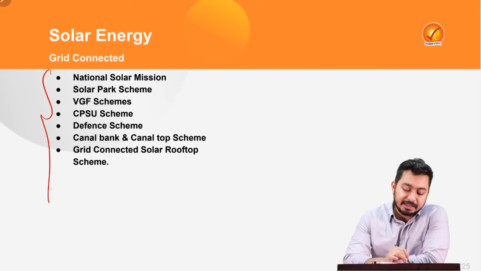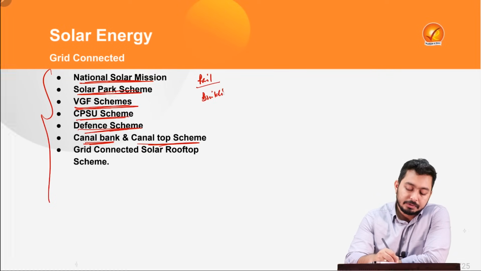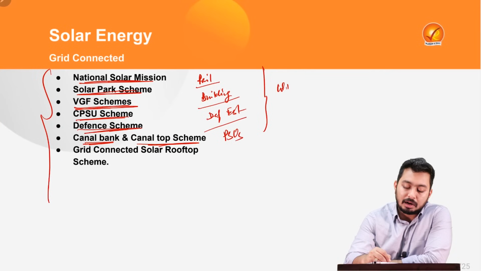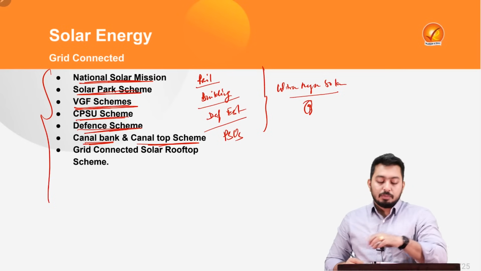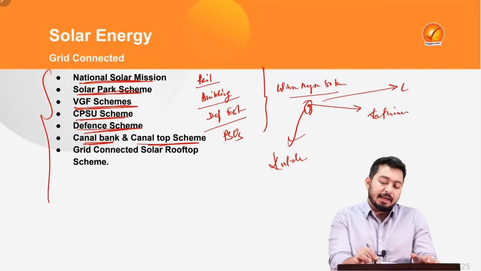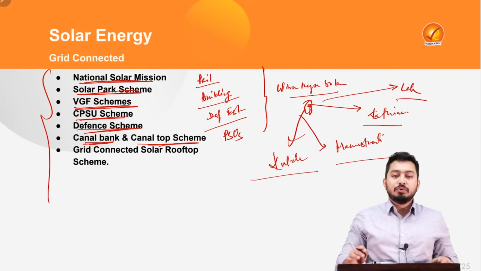And then you have grid connected schemes. So under the National Solar Mission, again solar park scheme, VGF scheme, CPSU, defense schemes, canal bank, canal top scheme. So today we are trying to use, let's say, our railway station, our buildings, our defense establishment, our PSUs, along with creation of ultra mega solar parks. Example, Bhadala. So what we are trying to do is we are trying to solarize areas like Kutch, Kathiawad, Leh and Marusthali. So land should not be wasted and we can use such land.